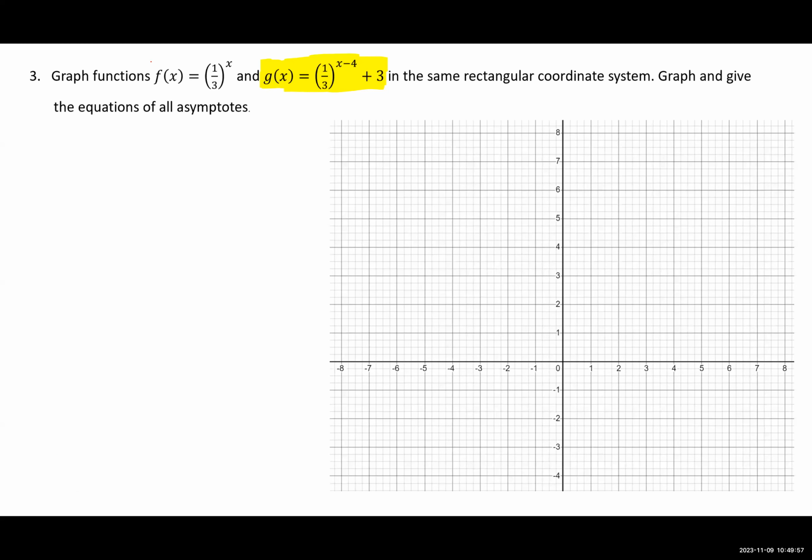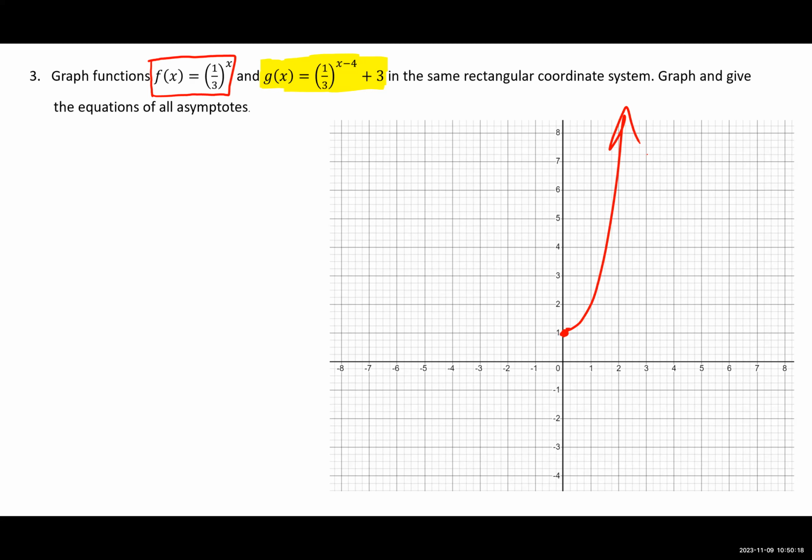By first graphing f of x. Right, so this is a more basic version. This is 1/3 to the x. We want to use this to graph 1/3 to the power of x minus 4 plus 3. So 1/3 to the x, that's something we've already graphed earlier on in this video.